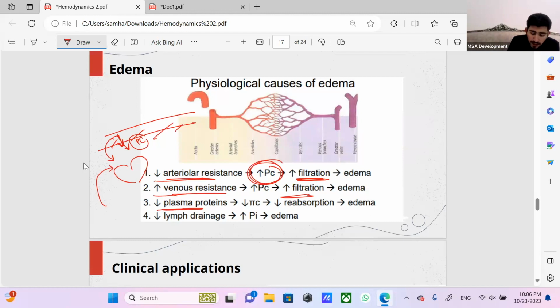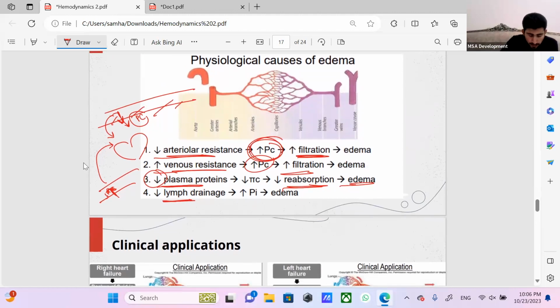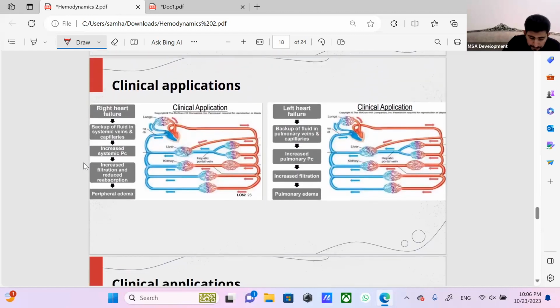Decreasing plasma proteins. Plasma proteins are the ones responsible for the pulling force of the capillary. If we decrease them, there will be no pulling force. And so with no pulling force, there is domination of the pushing force, which will cause decreased reabsorption and edema. And finally, decreased lymphatic drainage, which is lymphatic obstruction, which will also cause edema.